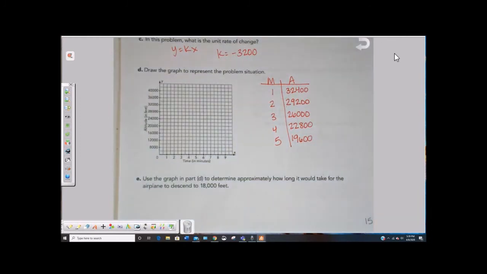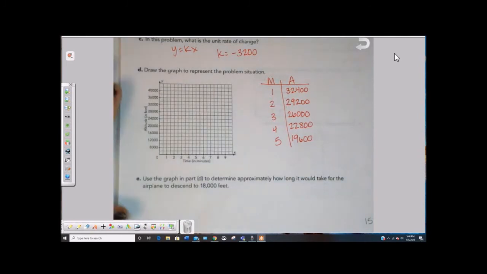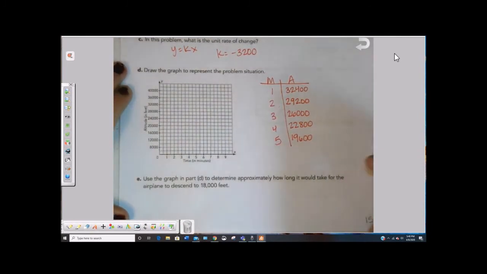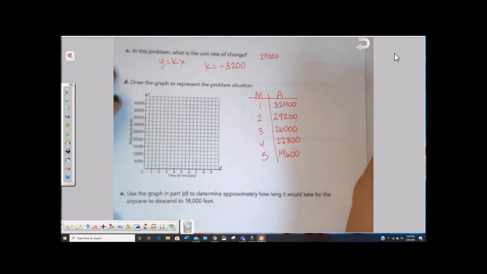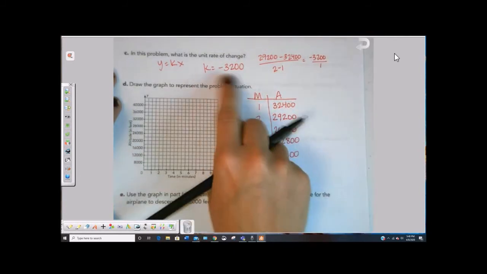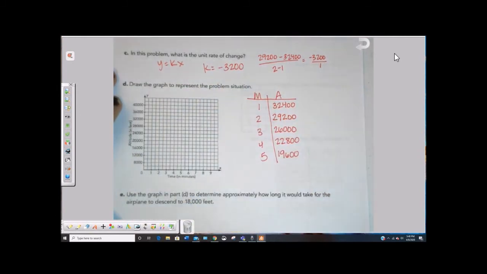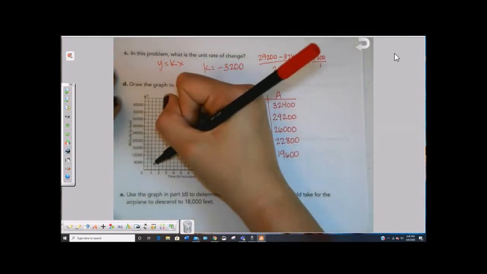You can also just tell that you're going down each time by 3,200. Remember when we talked about the change in y and the change in x to figure this out? You can figure this out by doing that, okay, to find out your constant. So if I did that, I would take point 2 minus point 1. And when you do that, you get negative 3,200 over 1. So your constant is negative 3,200.